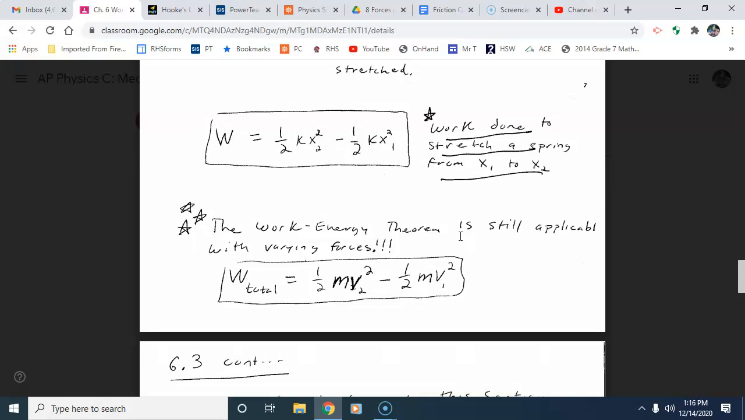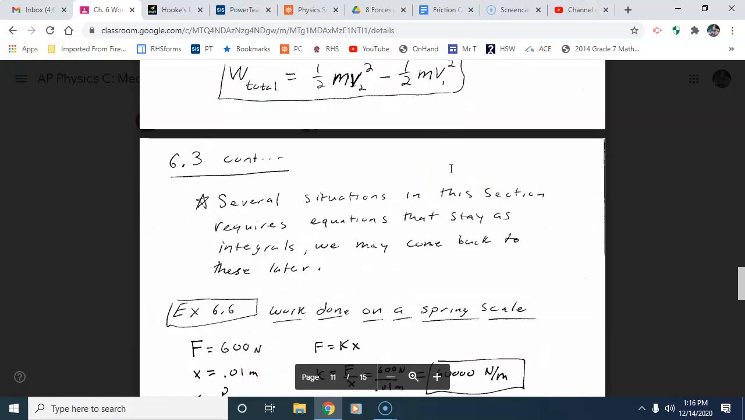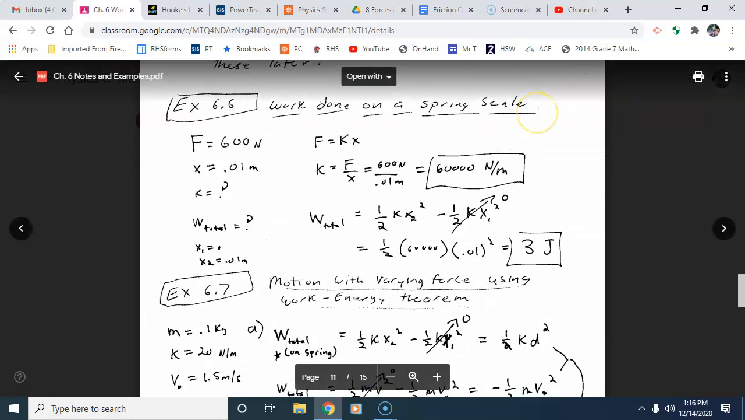It's still applicable even with varying forces. All right, so let's jump into, well, to start, a real simple example, the work done on a spring scale. This is on page 185, by the way.